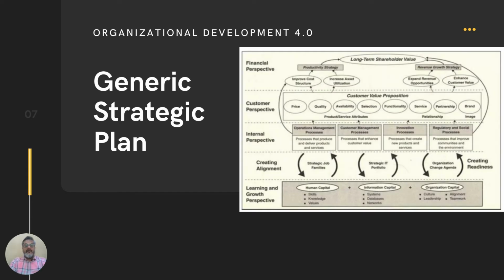Now let's look at a generic strategic map. What does it look like? What are the key elements? We are going to look at them one by one.